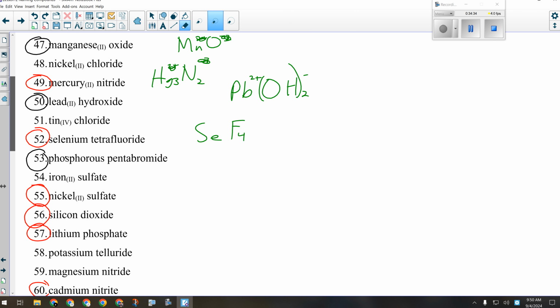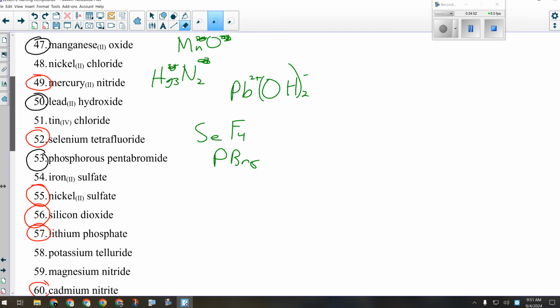Okay, phosphorus pentabromide. Ionic or molecular? Molecular, 2 nonmetals and prefixes. Phosphorus, how many? 1. Right. How many bromines? 5. Right. That's a 5. It doesn't look like it, but it is.